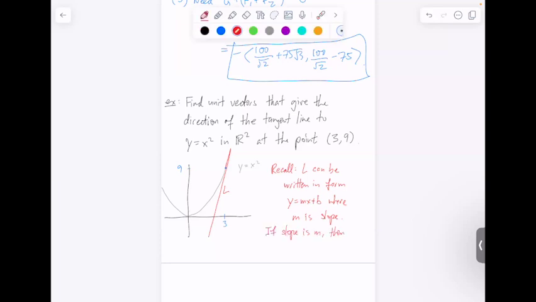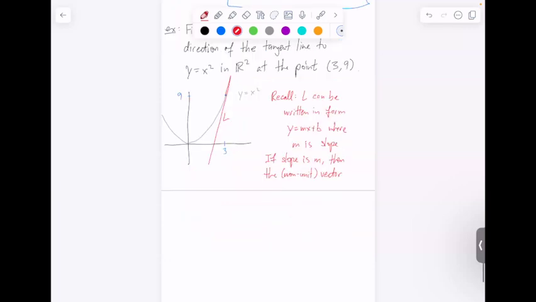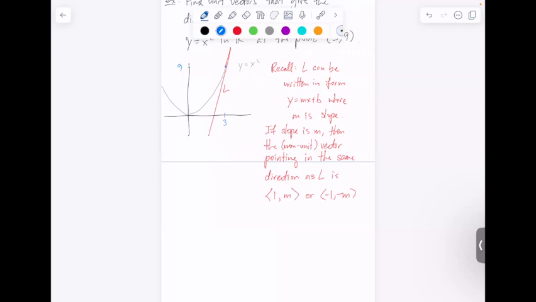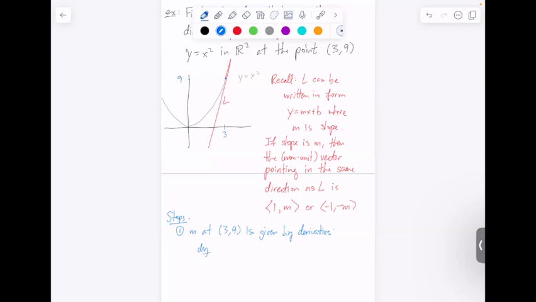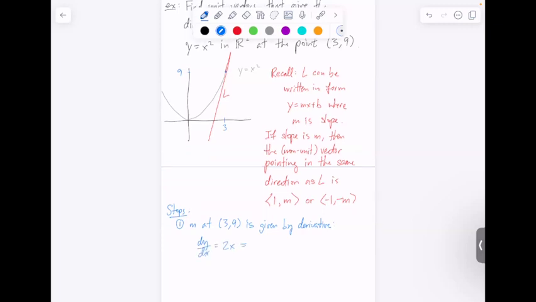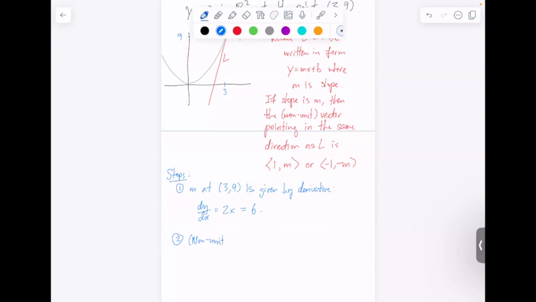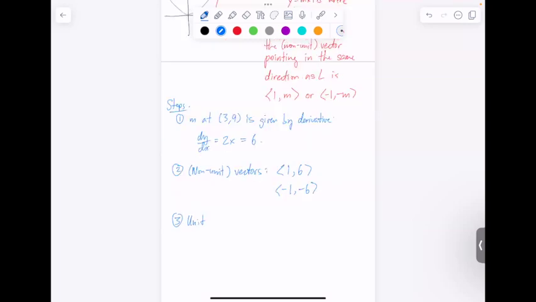So the non-unit vector pointing in the same direction as L is either (1, m), or what's the other option here? So (1, m) certainly gives me one direction. What's the opposite direction? It should be (-1, -m). Okay, so let's do the calculation. So m at the point (3, 9) is given by the derivative dy/dx equals 2x, which is going to be equal to 6. So the non-unit vectors are going to be (1, 6) and (-1, -6).